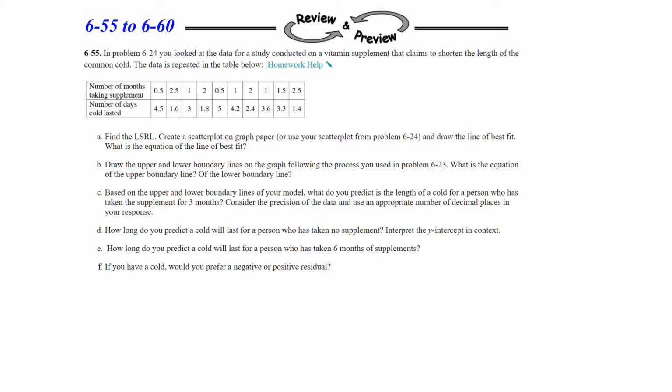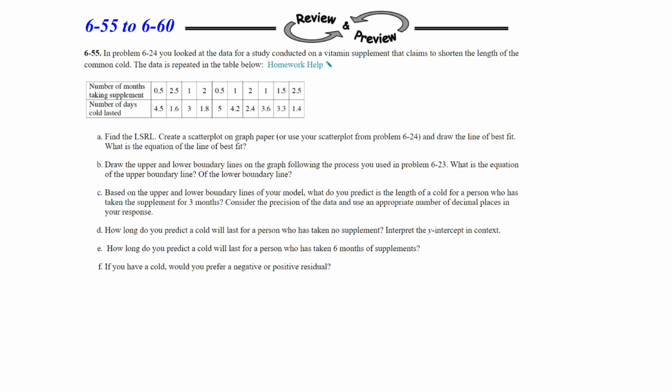Question 55. In problem 6-24, you looked at the data for a study conducted on a vitamin supplement that claims to shorten the length of the common cold. The data is represented in the table below. So we got a couple different questions here.